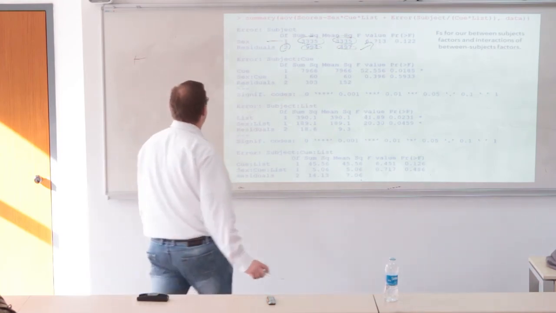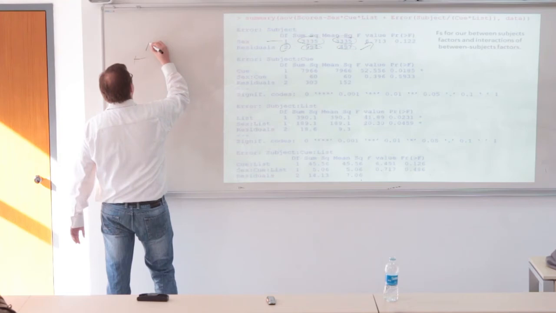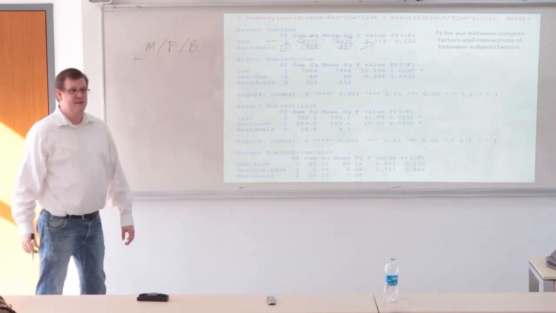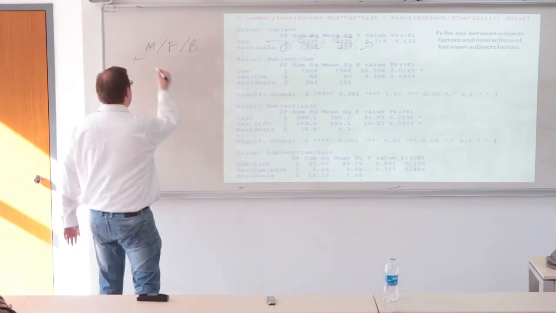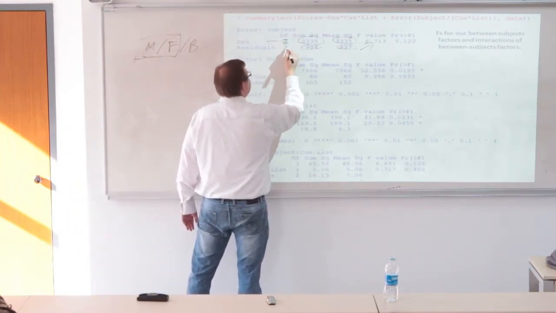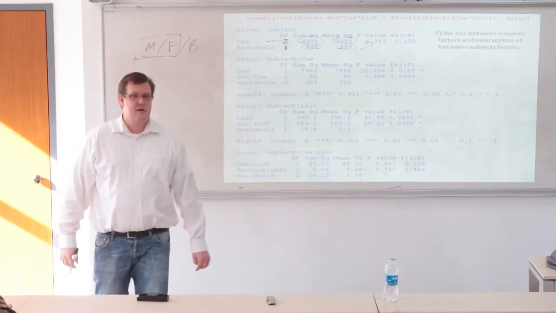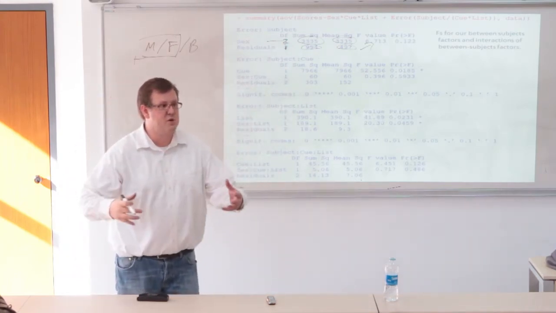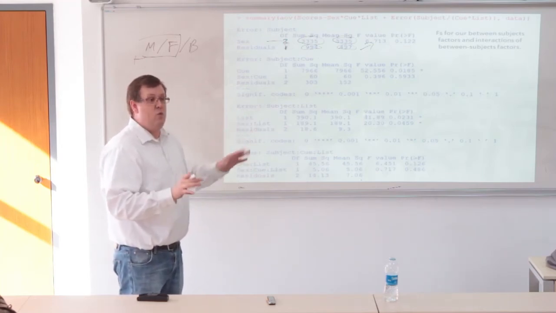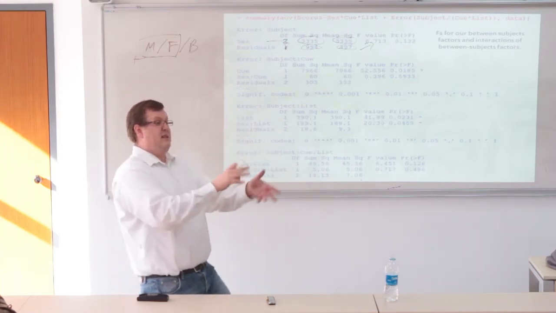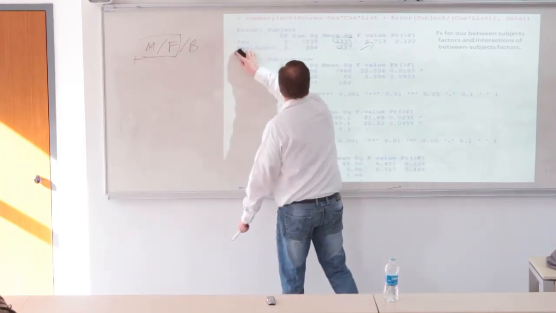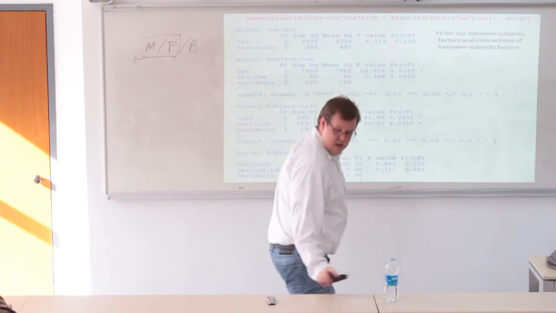So he's absolutely right. If sex was male, female, or blank, we would have 2 degrees of freedom for sex. This would be 2, this would be 1, because we're taking those between subjects degrees of freedom away from the total between subjects degrees of freedom that we have. Okay.